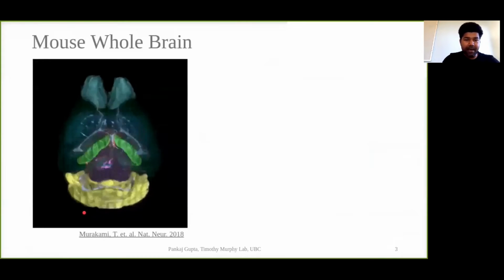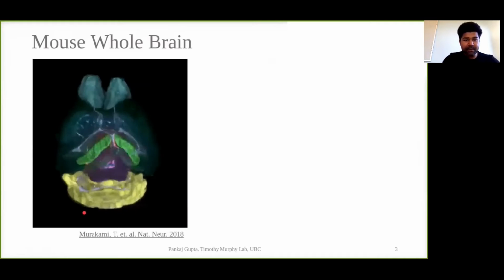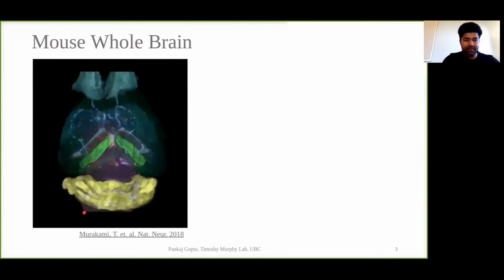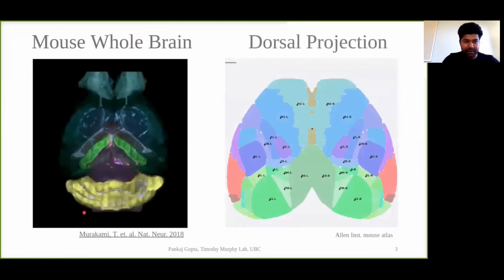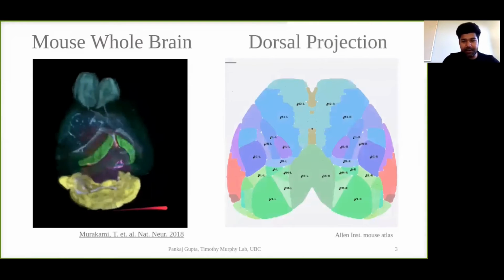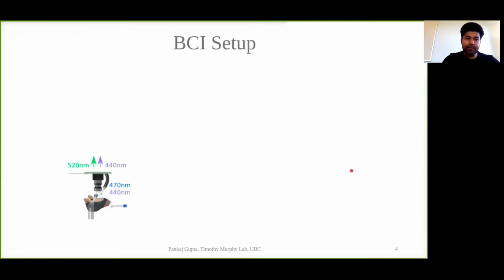Here is a view of the mouse whole brain in 3D by Murakami et al. 2018. We are imaging the dorsal projection of such brains. And this is the dorsal projection of the mouse brain that we image, overlaid with the Allen Institute mouse atlas. Our BCI setup involves head-fixed mice. We use 470 and 440 nanometer wavelengths for optical imaging through a Raspberry Pi camera.